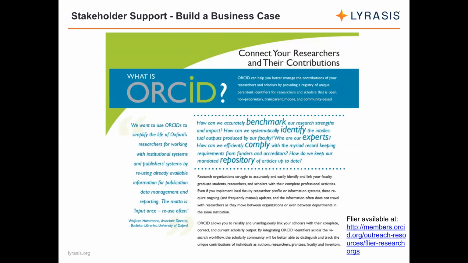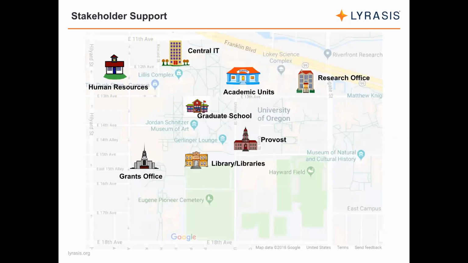This image is a flyer that describes the benefits of ORCID for research institutions, and it can be downloaded and printed in multiple languages on the members.orcid.org site. Common stakeholder groups at research institutions include the library, graduate school, research office, provost, central IT, grants office, human resources, and various academic units. Of course, this varies across contexts, but in general, these are the groups that can benefit from ORCID at a research institution.